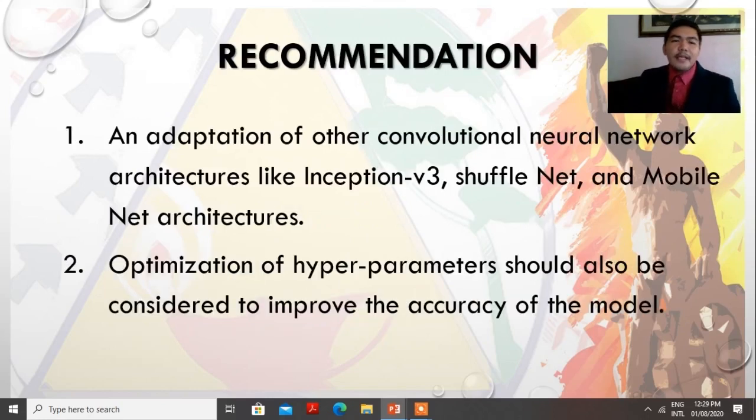So for the recommendation, the authors recommend that an adaptation of other convolutional neural network architectures like InceptionV3, ShuffleNet, and MobileNet architectures may be integrated in future research. Optimization of hyperparameters should also be considered to improve the accuracy of the model.